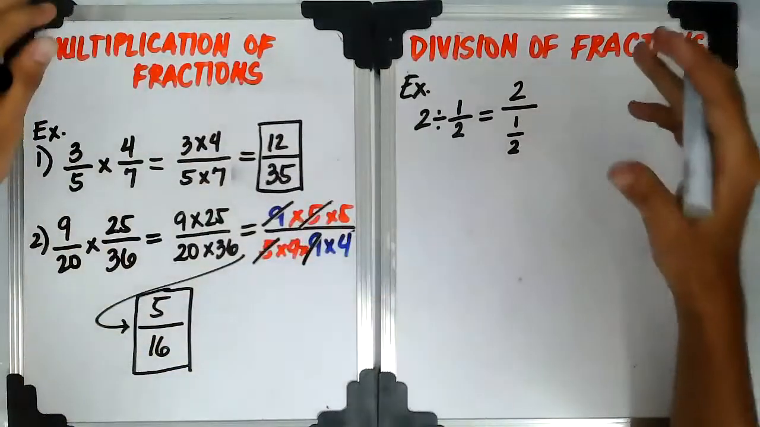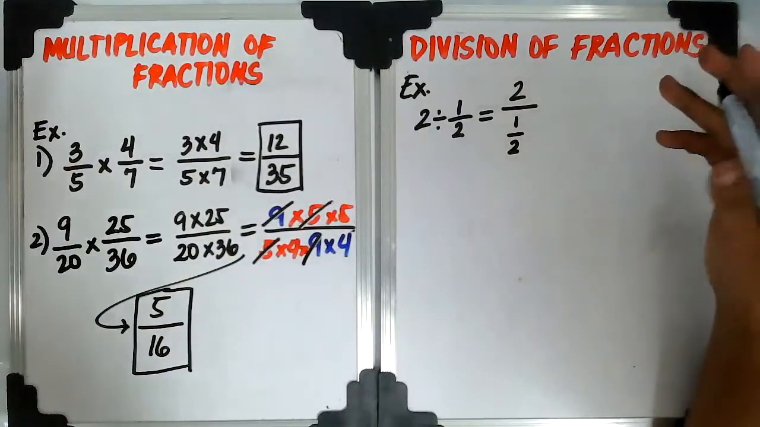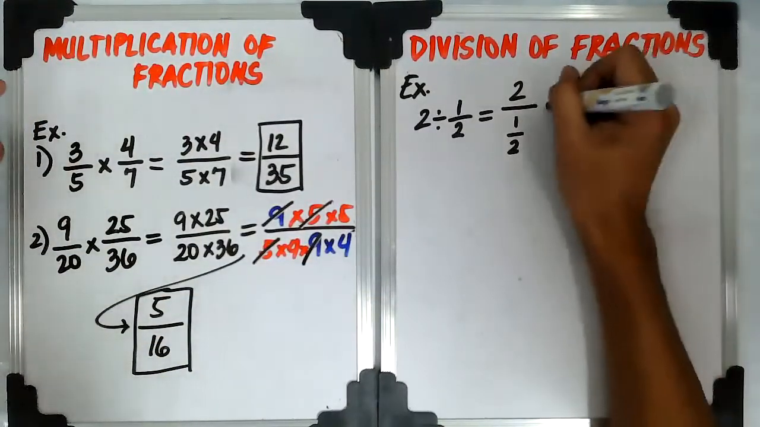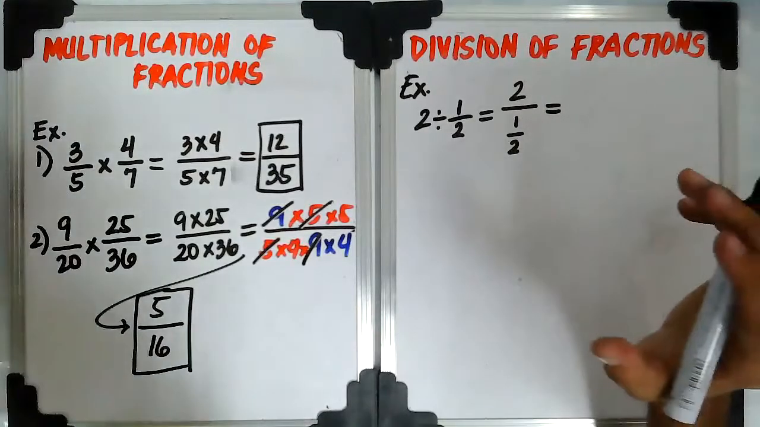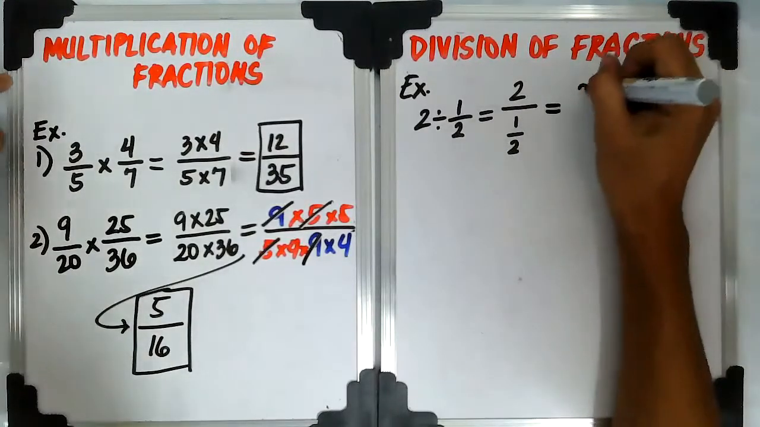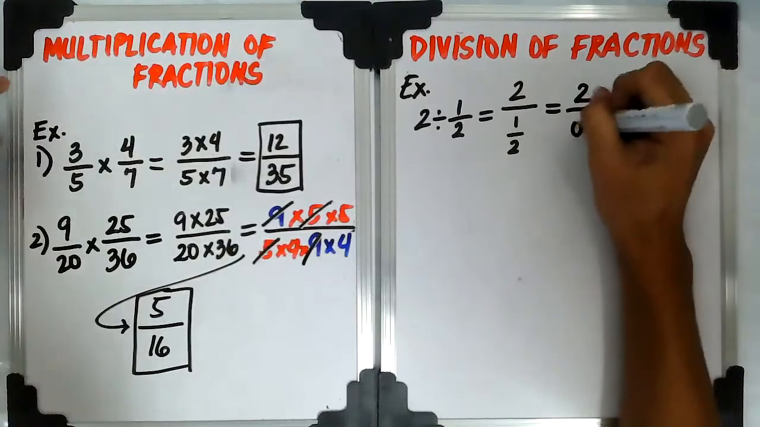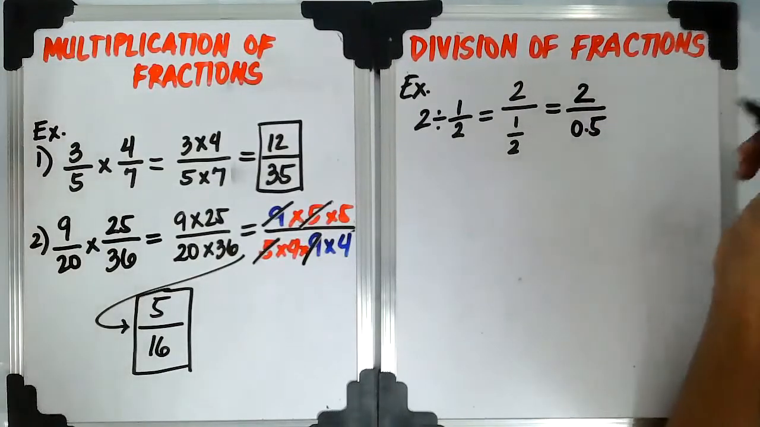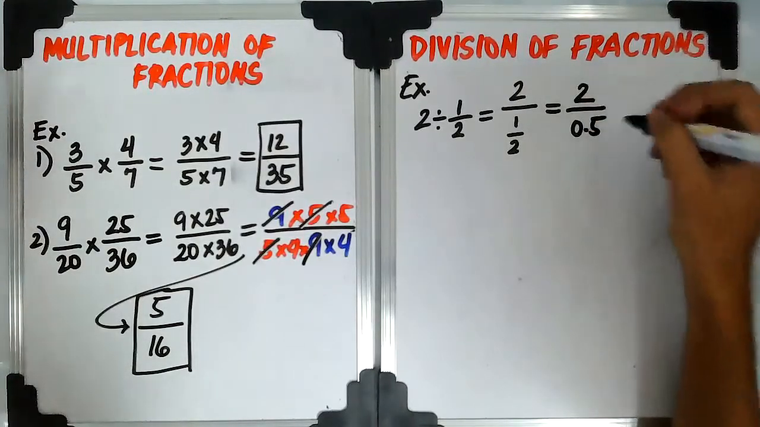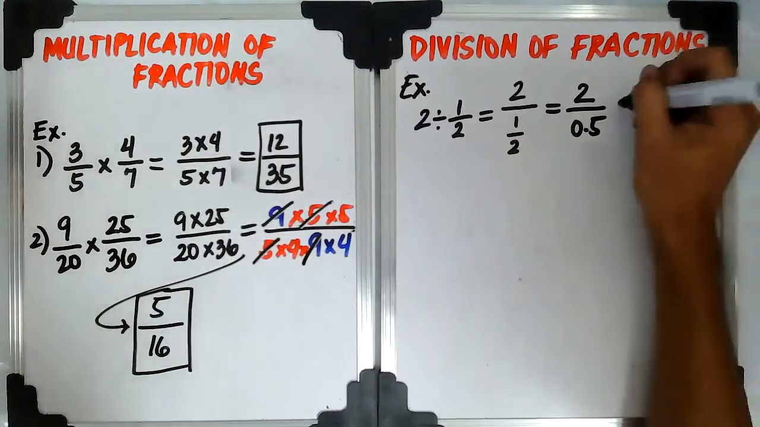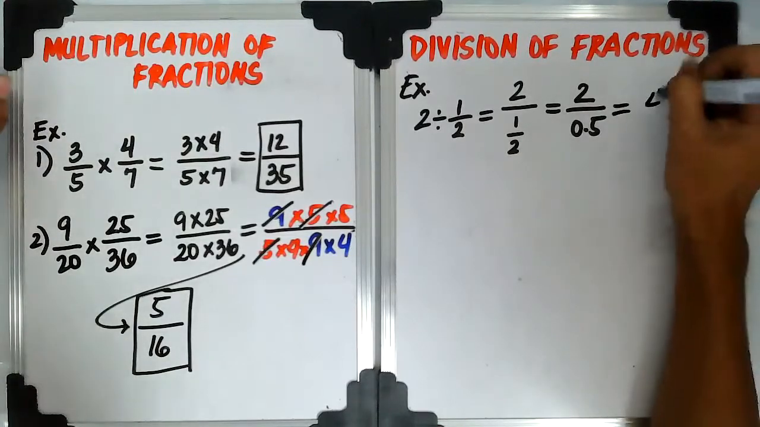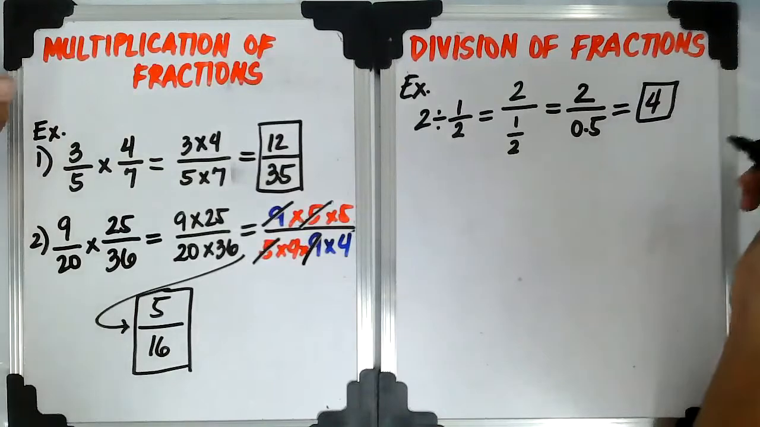And since the division of fractions is not yet introduced, we can basically rewrite 1 half in the standard form or in the form of a decimal. So this will be equal to 2 all over 0.5. And if we use a calculator here, 2 over 0.5, or basically you can use the fraction bar, this will be equal to 4. All right, your answer here will be equal to 4.